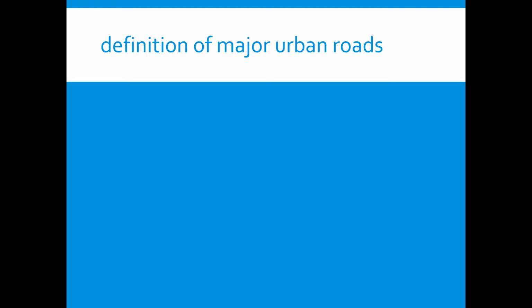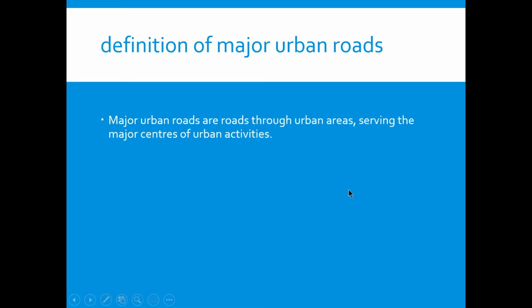The major urban roads are the roads through urban areas serving the major centers of urban activities. They generally have intersections at grade, provide access to abutting properties, and carry traffic in which a greater part has neither origin nor destination at the abutting property. The term major urban roads excludes streets, collector roads, distributor roads, freeways, motorways, and expressways.